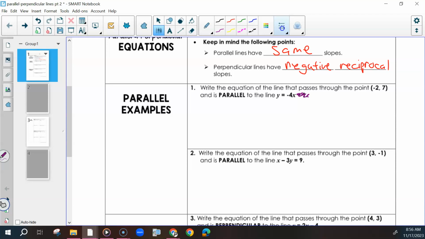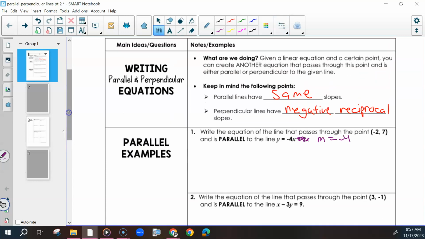So our new equation is going to have the same slope, so our new slope will also be what? -4. So I'll write that off to the side just so you know that's the slope we're going to use. Or you can put m under the -4 that's already there. Then we have to remember our point slope, so I'm going to write that off to the side. y minus y1 equals m times x minus x1. We have our point, which would be our x1, y1. We have our m, so we're going to put those into this equation.